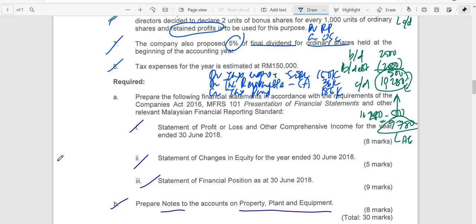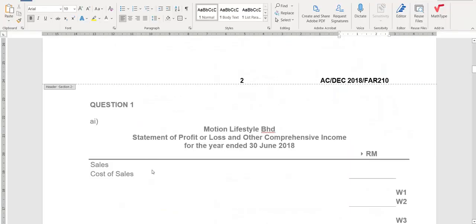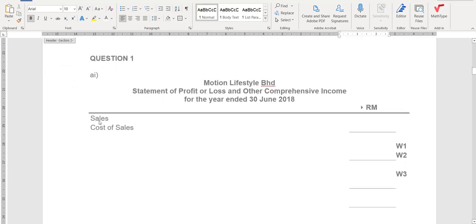Okay, then let's look at our statement of profit or loss and put all those things there. Okay, first start with sales and cost of sales.